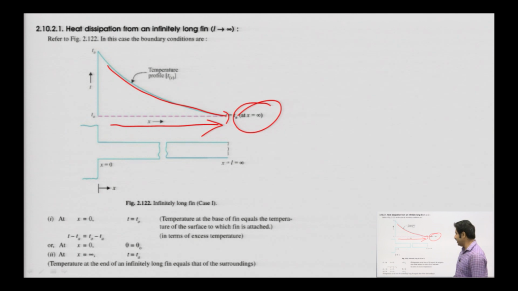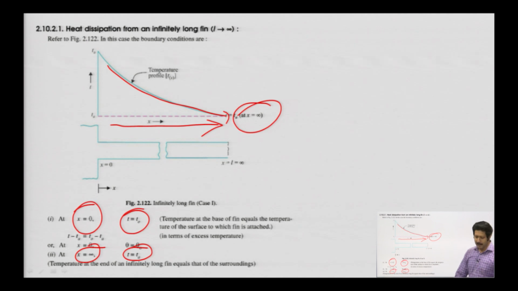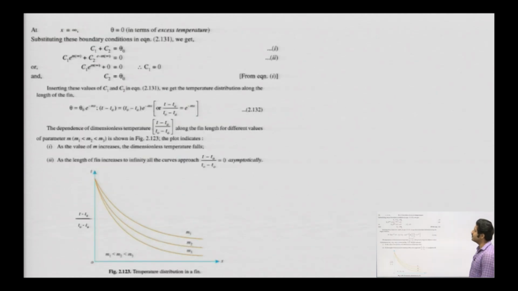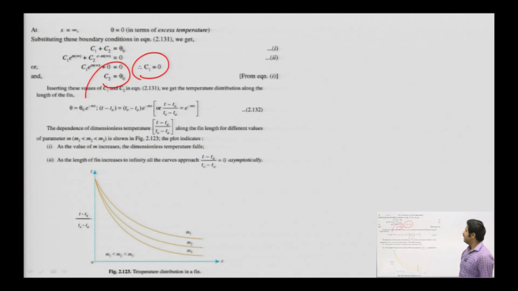Okay. So here it is. At x equals 0, T equals T naught, and at x equals infinity, T equals TA. TA is the ambient temperature. These are the boundary conditions. You just need to deploy the boundary conditions here. Once you deploy them, you will have these two constants coming out, and then you deploy those into that equation, and you will have the final equation.